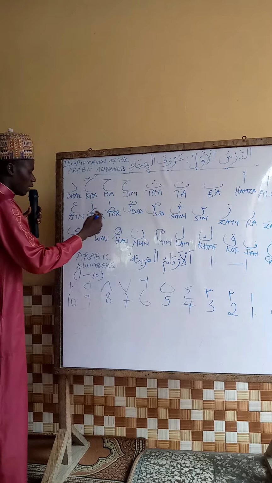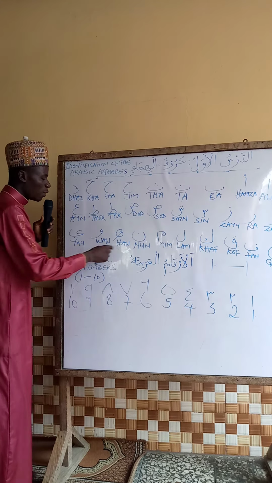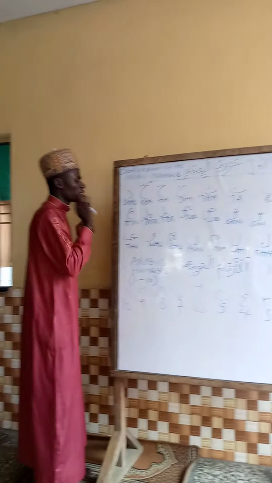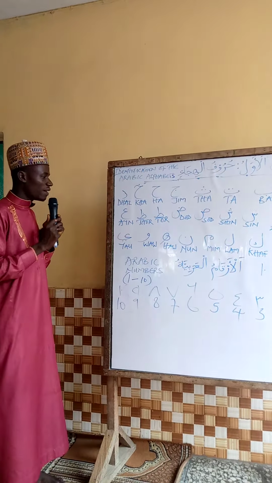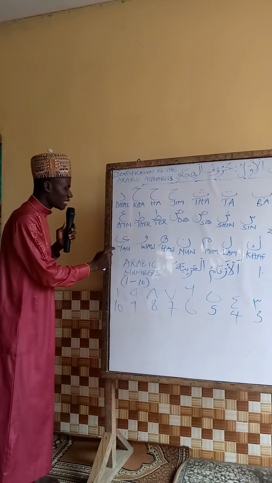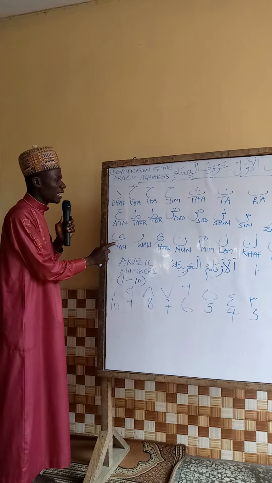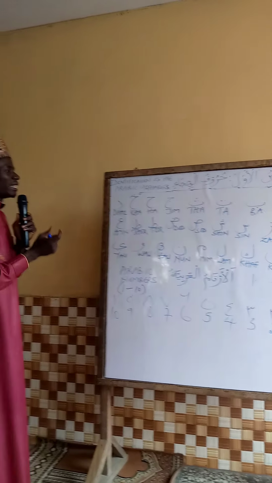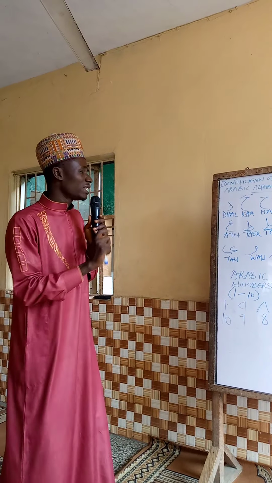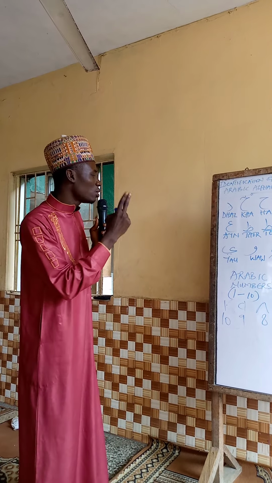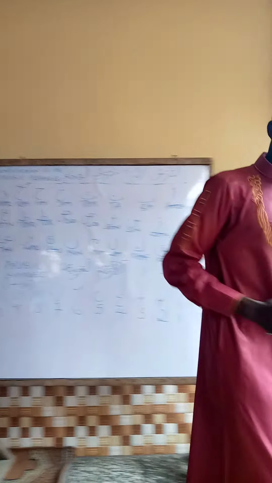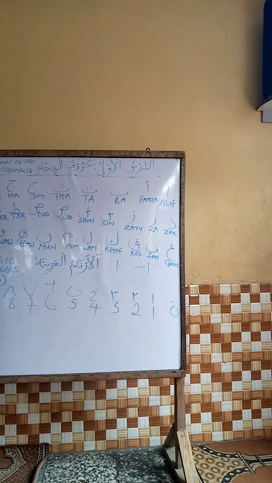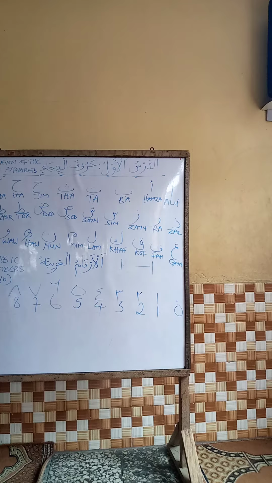So we have Ha and Wow. Ha is written differently. Wow is also written differently as well. So we have Ya. That is the last alphabet, and Ya has 2 dots under. And if you look at the Arabic alphabet, there is no alphabet that has 2 dots at the bottom apart from Ya. Now let's bring out our book and do some practice in our book.